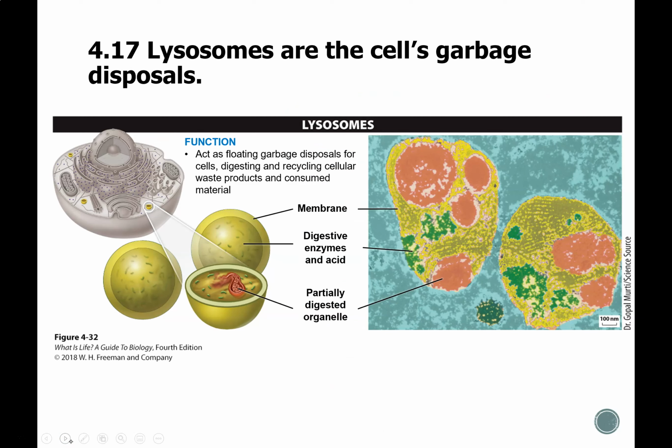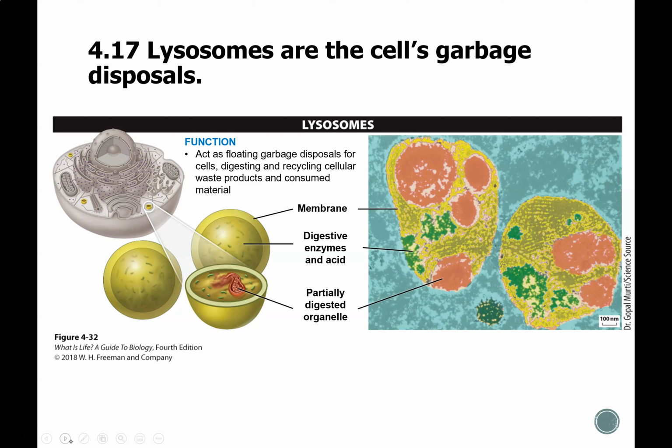So as a cell takes in food, there's going to be waste products that aren't used. There's going to be waste products that are produced from chemical reactions that occur in the cell, and organelles break down over time and need to be disposed of. This happens in an organelle called the lysosome. Now, the lysosome is basically a floating garbage disposal, and its sole purpose is to digest, recycle, and to get rid of waste products from the cell.